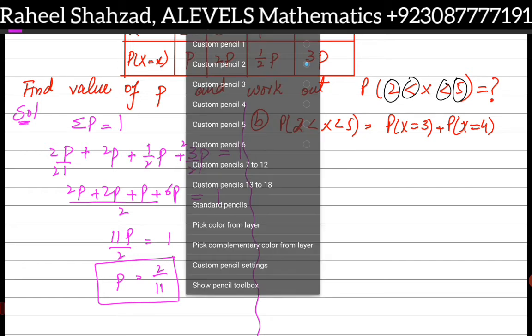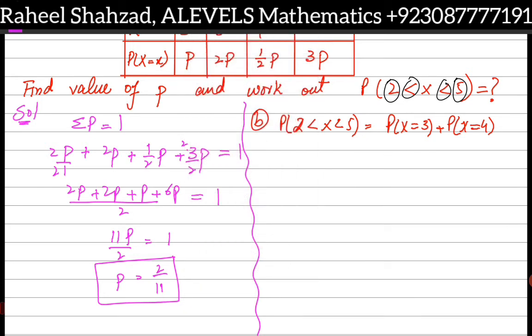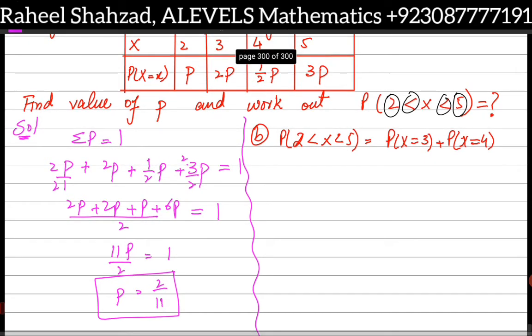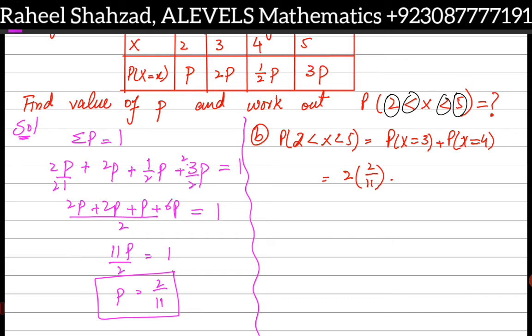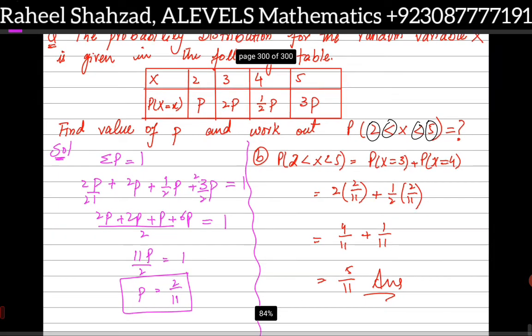So that's why. Probability of x equal to 3 is 2p, and p is 2 by 11, plus probability of x equal to 4, that is half p, half of 2 by 11. That is going to be 4 by 11 plus 1 by 11, which is equal to 5 divided by 11. That is my answer for this question. I hope you got it.